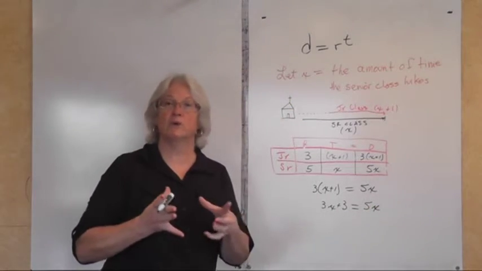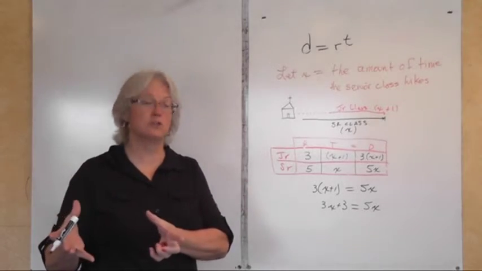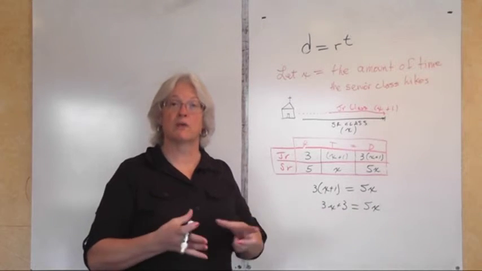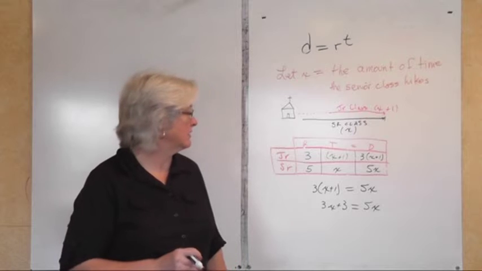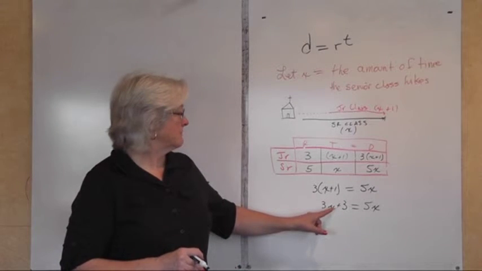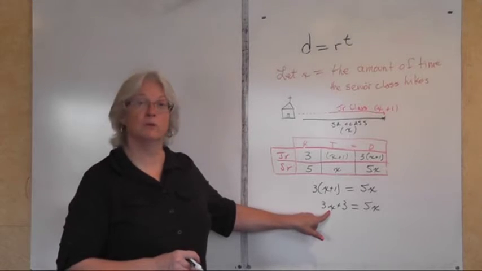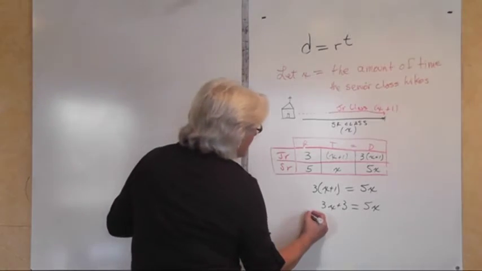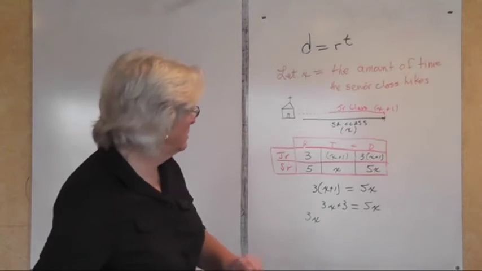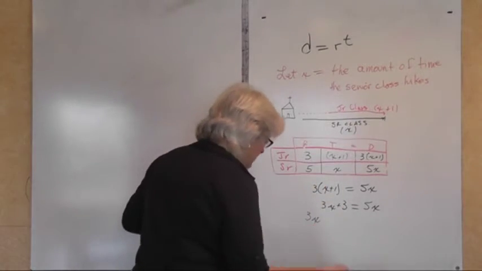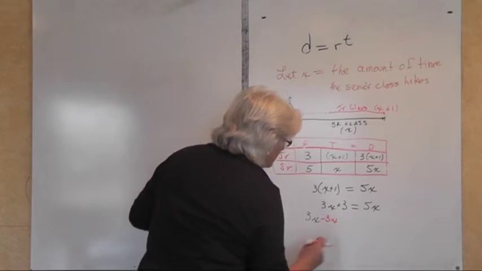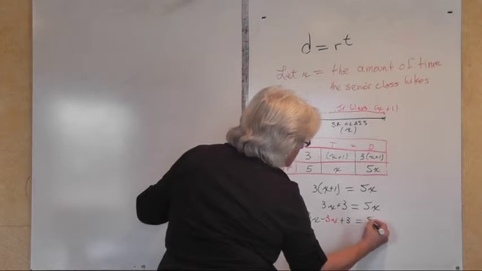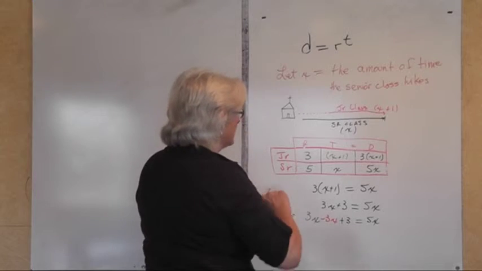is equal to 5x. We want to isolate our variable on one side of the equation. I'm going to keep my variable on the right-hand side of the equation so that I have a positive. I don't have to worry about dealing with a negative number. If I want to eliminate the 3x on this side, this is positive 3x, what am I going to do? I'm going to subtract a 3x from both sides of the equation. 3x minus 3x plus 3 is equal to 5x minus 3x.